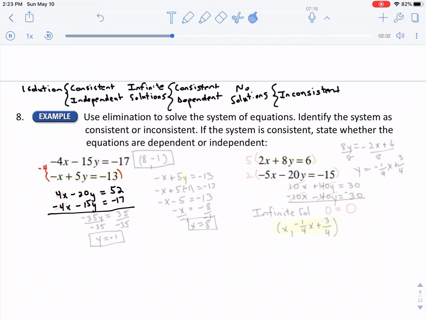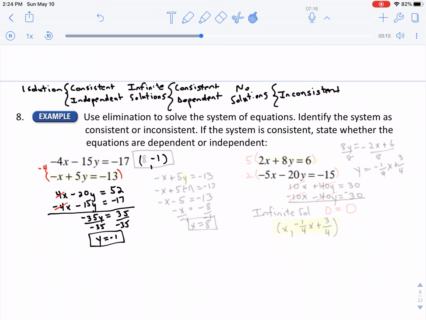4x and a -4x is 0, so the x has been eliminated, which was our goal. -20y and a -15y is a -35y equals, and 52 minus 17 is 35. Now divide both sides by a -35. And we get y equals a -1. Now we're not done. We found the y value, but remember our solution is an ordered pair, and we have the y value, which is a -1. Now we're going to find the x value.